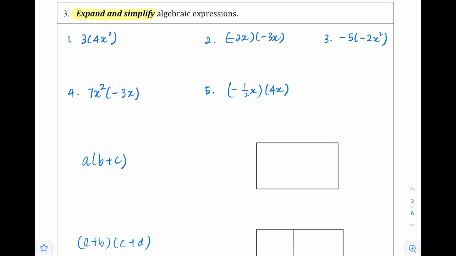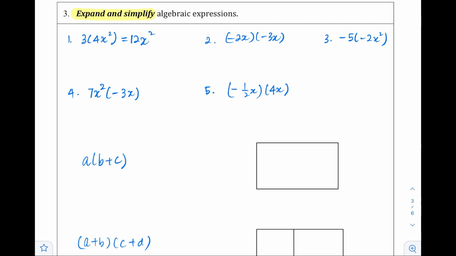Okay, so if I have 3 times 4x squared, what should be my answer? Alright, so to work out the answer, I need to multiply 3 and 4, the numbers together, so that will give me 12. And then I multiply the variable, which is x squared, so my answer is 12x squared.